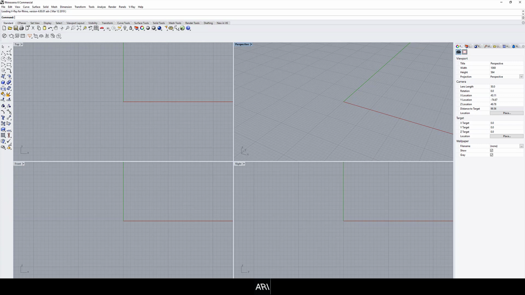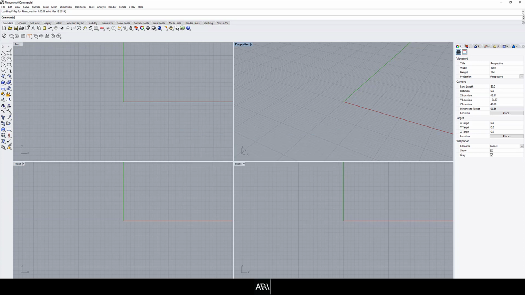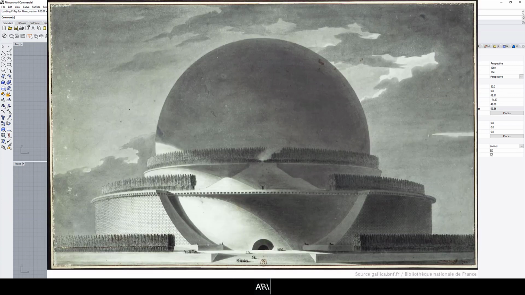The next category, order, refers to the visual structure and arrangement of the image. An image with a clear order is one that is legible and direct. Order can be achieved through color palette, geometry of forms, and position of objects within the image. In these examples, we can see varying types of order achieved by the image's authors. The first example is Boulet's design for A Cenotaph for Newton.